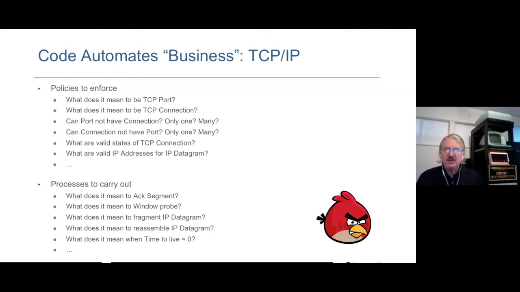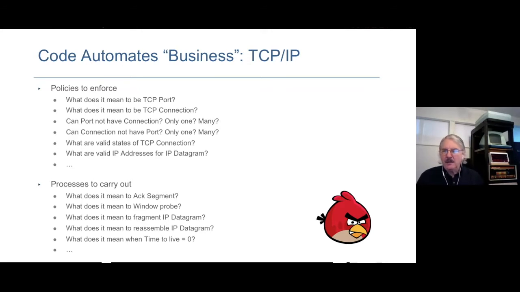These are all policy questions that any proper implementation of the TCP/IP stack has to comply with in terms of its enforcement of those policies that are defined in terms of TCP/IP. What does it mean to hack a segment? What does it mean to do a window probe? What does it mean to fragment and reassemble IP datagrams? These are all processes that the TCP/IP stack carries out. What do you do when time to live on an IP datagram goes to zero? That again is a process. So again, there's abstractly a set of policies and a set of processes that underlie any implementation of TCP/IP. Whether it's implemented in C, C++, C#, it has to manifest this consistent set of policies and this consistent set of processes. Otherwise, it will not behave in a TCP/IP network.